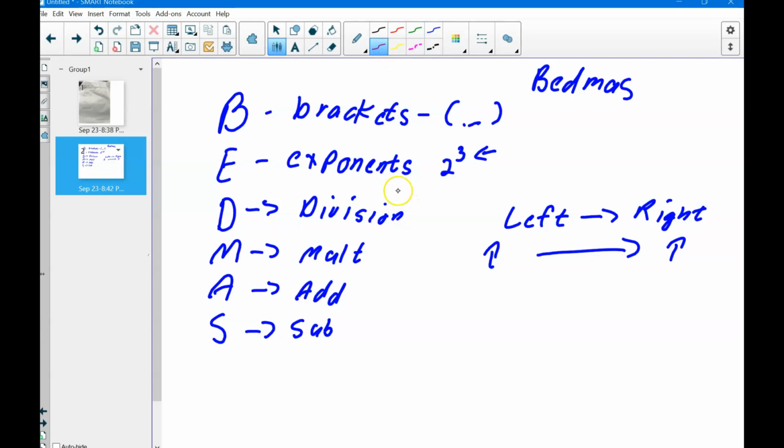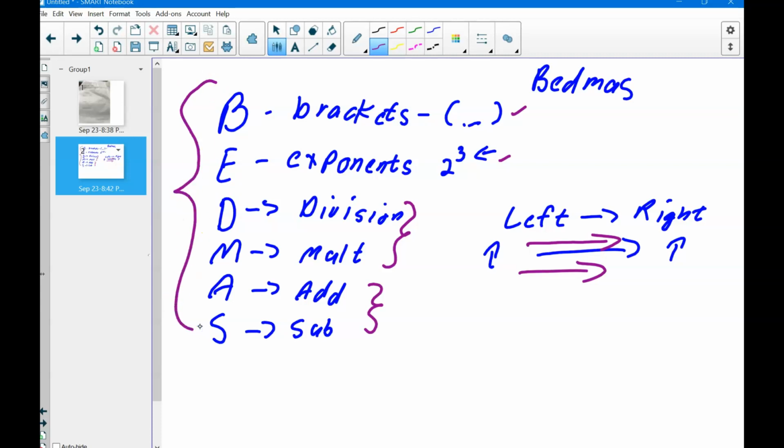So, brackets are done first, exponents next. Division and multiplication can be done at the same time as long as you go from left to right. And addition and subtraction can be done at the same time as long as you go from left to right. Pretty cool. Every time you do an evaluation of any kind, these are the rules. You have to keep them in your mind all the time, okay?